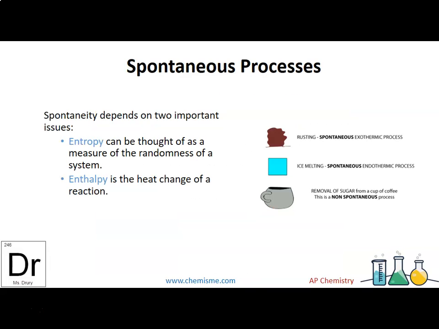So spontaneity, or favorability, depends on two important issues: entropy, which is a measure of the randomness of a system, and the enthalpy, which is the heat of the reaction. So rusting is an example of a spontaneous exothermic process. So we said if it's exo, it's probably spontaneous or favorable. Rusting just takes a long time. Ice melting is also spontaneous, but it's an endothermic reaction as long as it's warm enough, right? So endo and exothermic might both be spontaneous. It depends on this other factor of entropy.